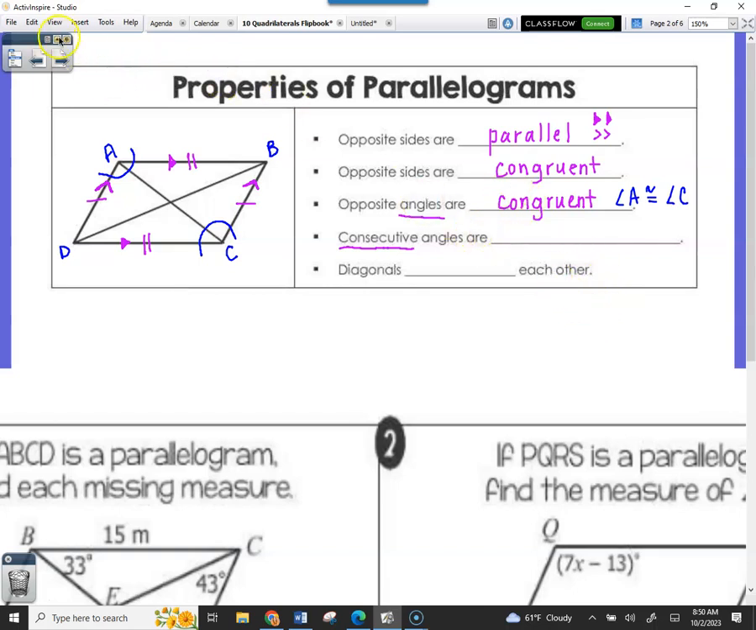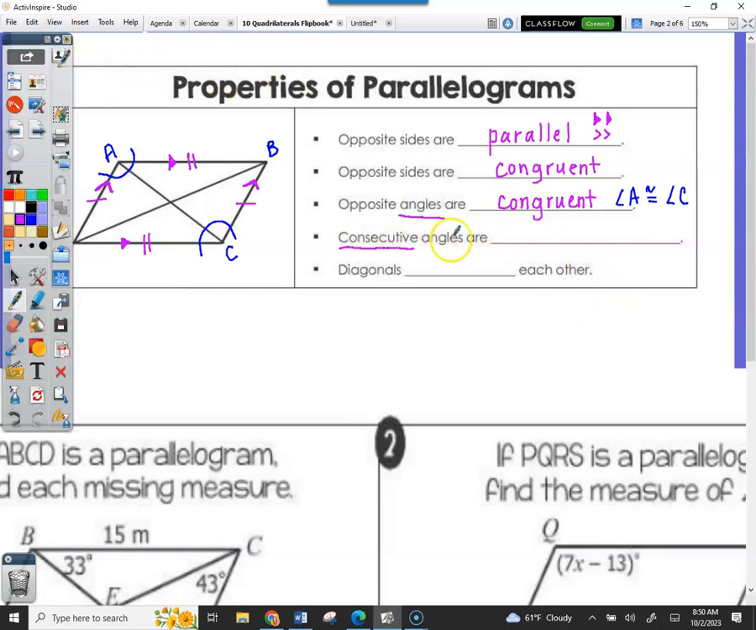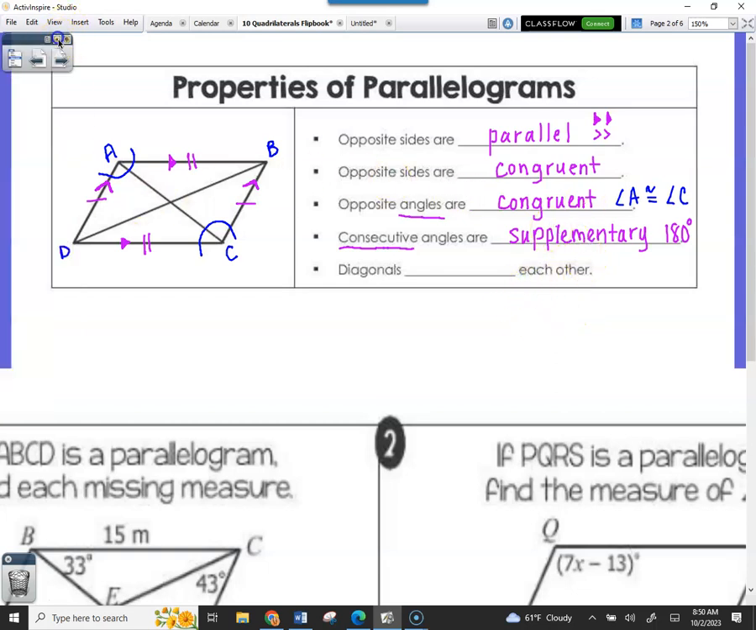Notice this says consecutive angles are blank. Supplementary. Do you remember what that means? They add to equal what? 180. They add to equal 180. All right, so now I'm going to go back to that colored pen that we were working with a second ago.